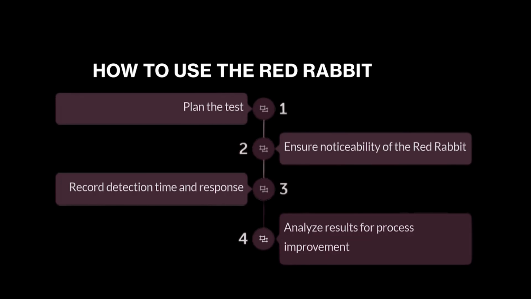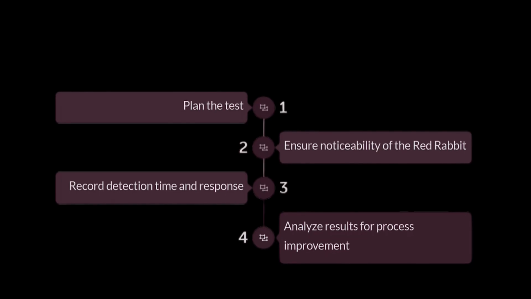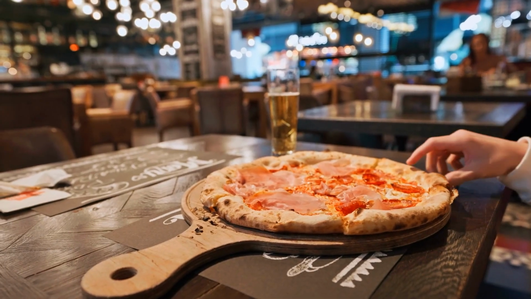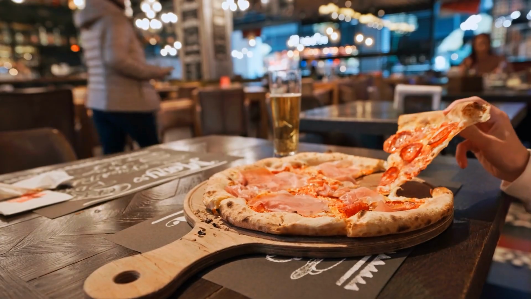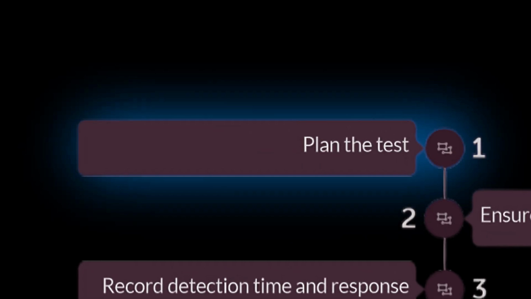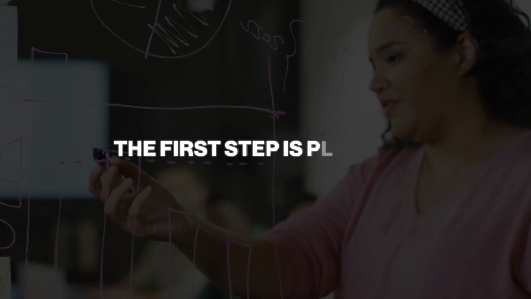How to use the Red Rabbit test? As for using a Red Rabbit test, well, the steps are pretty simple. Still, to understand the process completely, we're going to go through each one using our zero defect pizzeria example. Step 1, plan the test. The first step is planning.